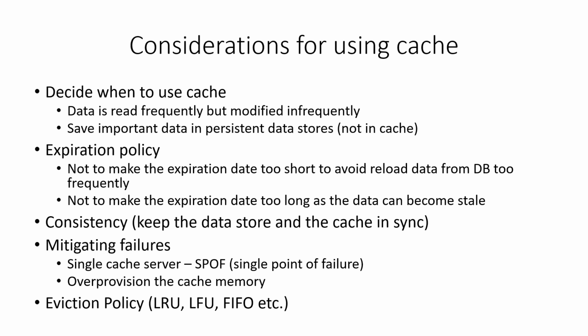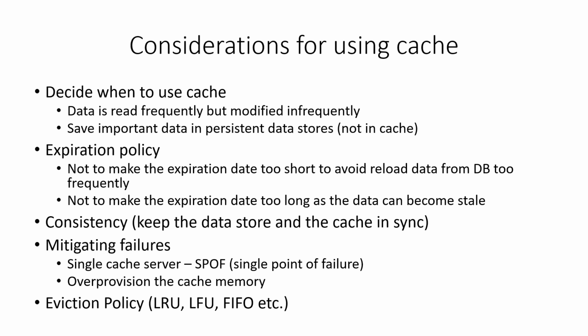Mitigating failures. A single cache server represents a potential single point of failure, or SPOF, defined in Wikipedia as follows. A single point of failure is a part of a system that, if it fails, will stop the entire system from working. As a result, multiple cache servers across different data centers are recommended to avoid single point of failure. Another recommended approach is to overprovision the required memory by certain percentages. This provides a buffer as the memory usage increases.